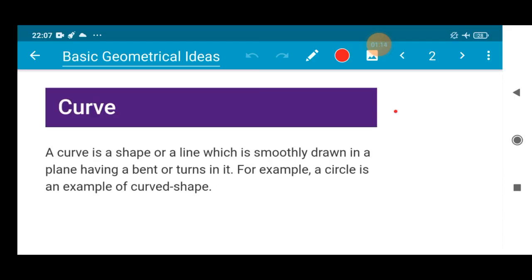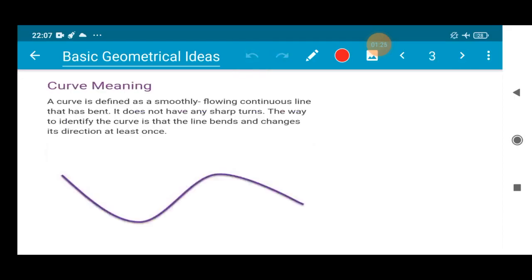All those curves, all those figures or objects are considered as curves. Why? Because the lines here are bent, right? Wherever you find a bend or a clinch, the figure will be considered as a curve. Okay, so let us have a little more meaning about the curve. A curve is defined as a smoothly flowing continuous line that has a bend. So you can see here a bend. That's why this line is nothing but a curve. We give the name curve to such an object.